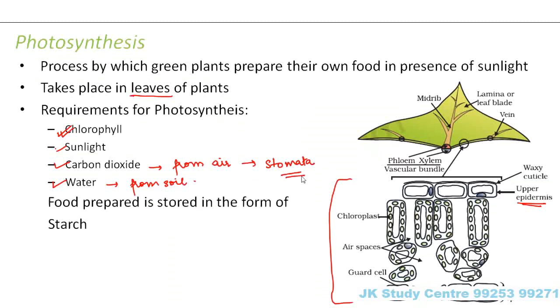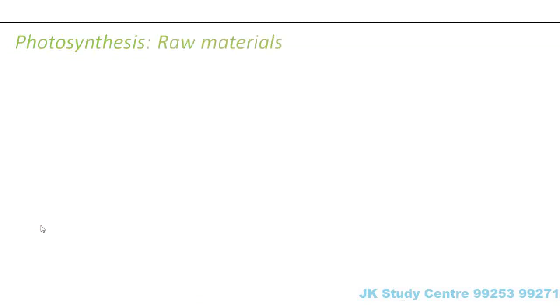Now food is stored in the form of starch. I have already spoken about starch, right? What is starch? It is a polysaccharide. That means too many glucose molecules together form starch. So the food which is prepared is in the form of starch, and the starch is stored in the plants.